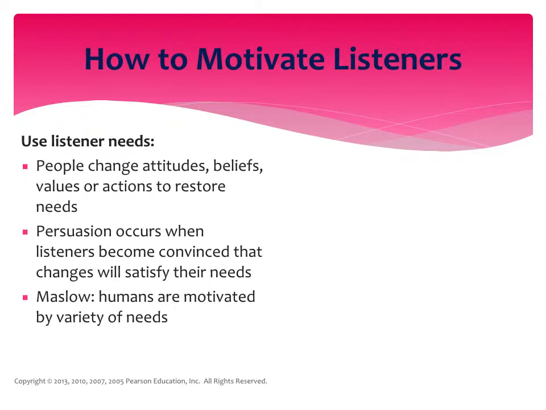We want to make sure that we use listeners' needs. So to convince someone, we've got to convince them about what they need. We want to have them change their attitudes, their beliefs, the values, or actions to restore those needs. And then persuasion occurs when listeners become convinced that changes will satisfy their needs. If you change, this will help you.